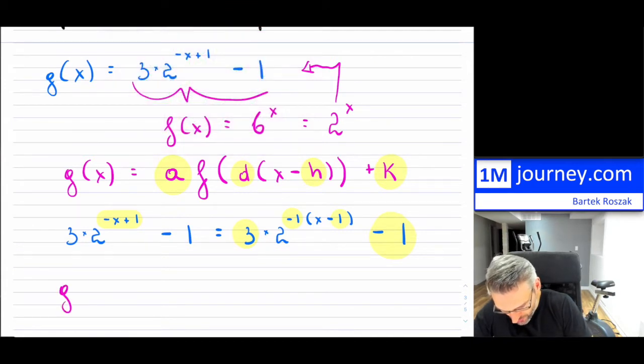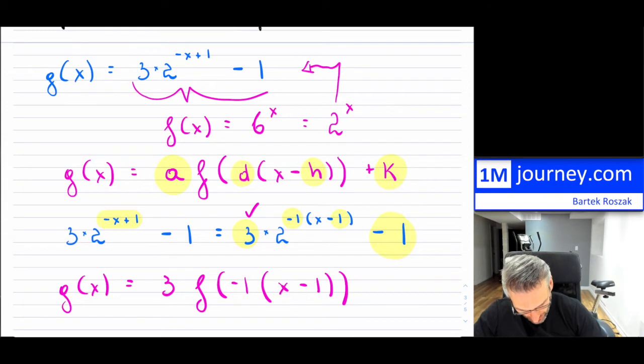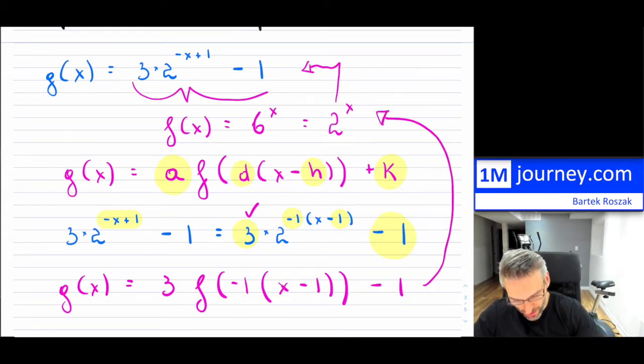So what we basically have is the following. Our g of x is equal to 3, so that's right here. So 3 f, my d is negative 1, then it's x minus 1, and then that is minus 1. That's what we have done to our original parent function.